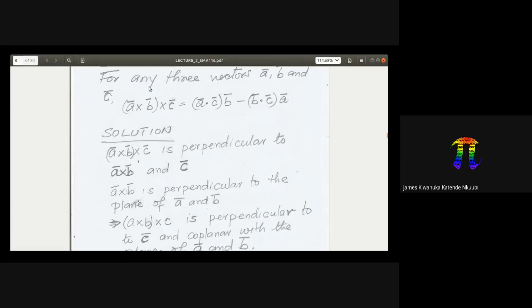I need you to capture this formula. When you want to compute A cross B cross C, this is how you will compute it using this formula. I think this is fine.